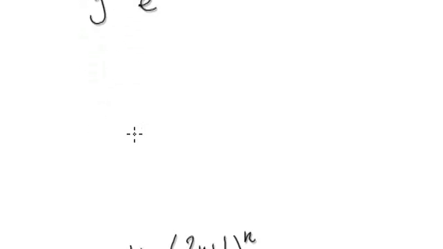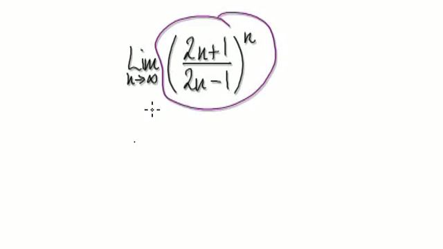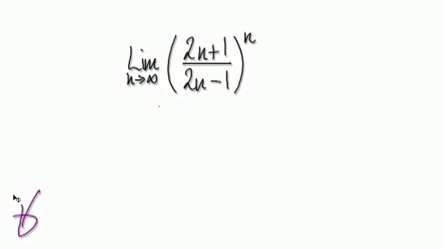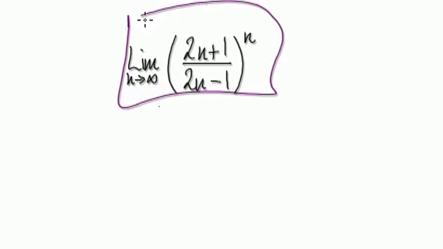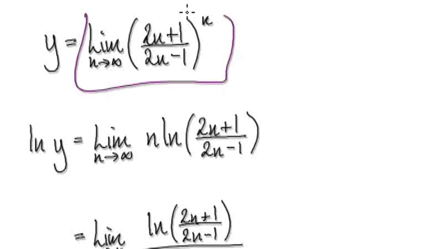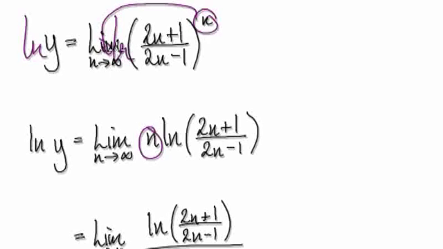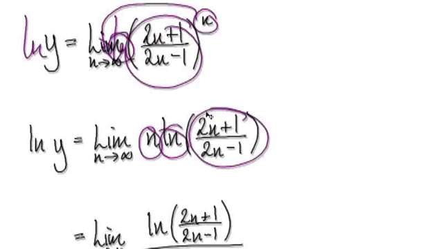Okay. So next question. Find the limit of this sequence as n tends to infinity. So press pause and have a go. Okay. So to do this, let's just say the whole limit here is y. Take the natural log of both sides. This n will come down here. That's this n. You've got your natural log, and then the bubble here, the bubble here.